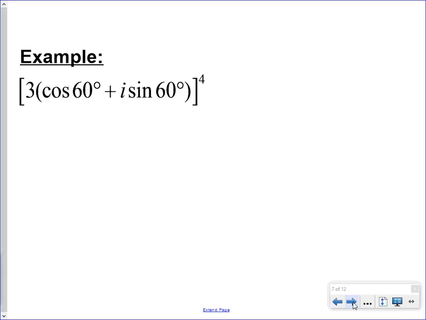Good, I saw Blake wrote it in cis form, 3 cis 60. So if you want to change that to 3 cis 60 to the 4, that's the same thing.